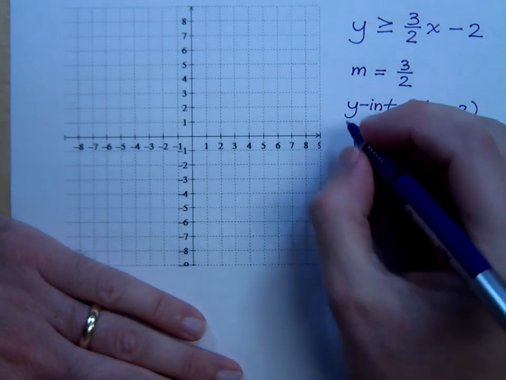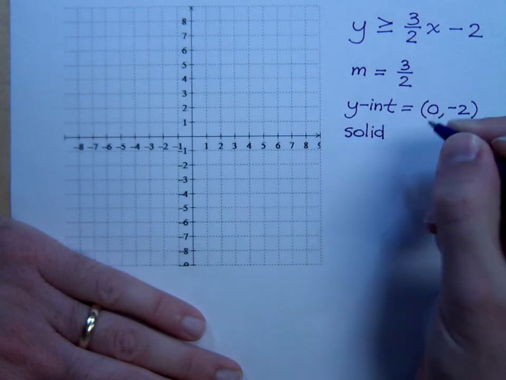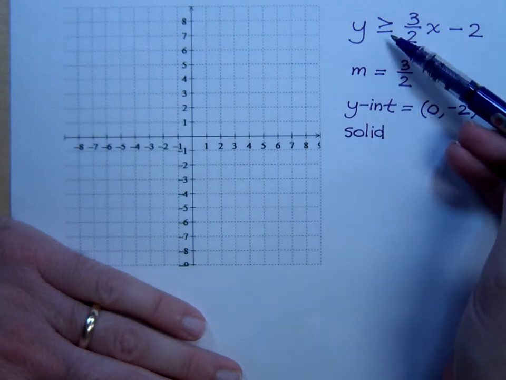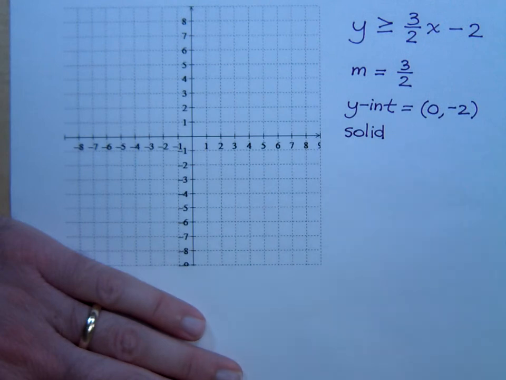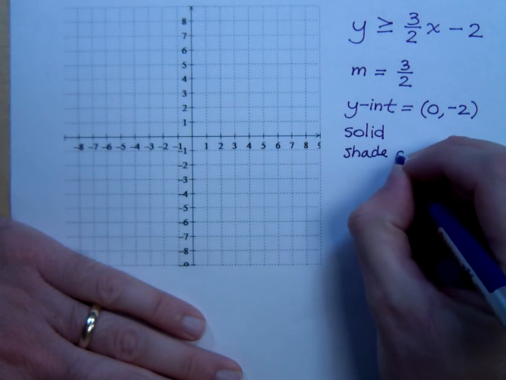Now that's great enough for the line itself, about how it's constructed, but is it solid or dashed? Solid. What tells you that it's going to be a solid line? I've got the equal to component here. All right, so it will be solid, and I will shade where? I'm going to shade above.